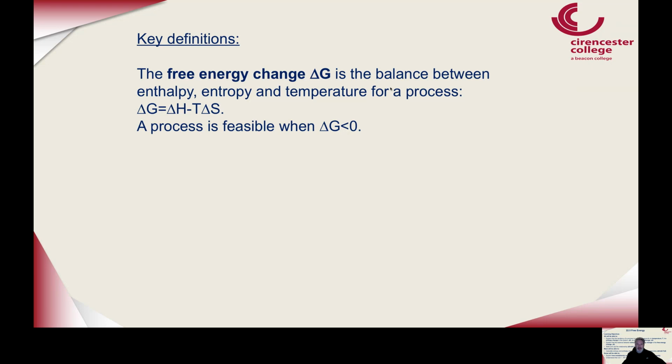It's a balance between the enthalpy, which is the energy in the chemicals, the entropy, which is the ways of arranging that energy, and the temperature where things are happening. Now, try not to get your knickers in a twist, but delta G needs to be less than 0. If it's smaller than 0, it's feasible. If it's larger than 0, it's not feasible. If it's 0, it's probably going to be at an equilibrium.